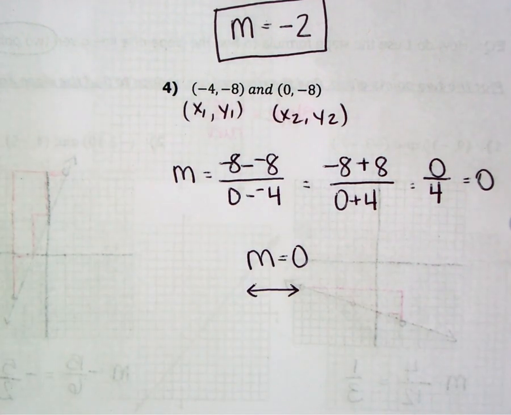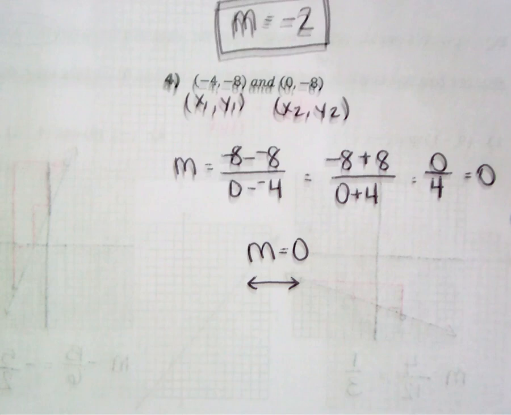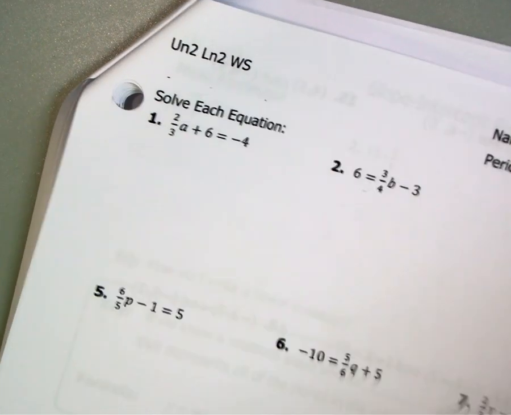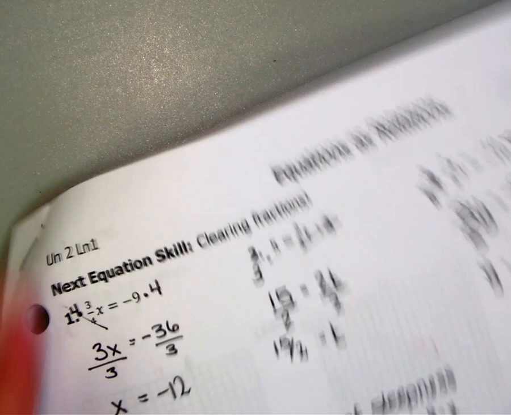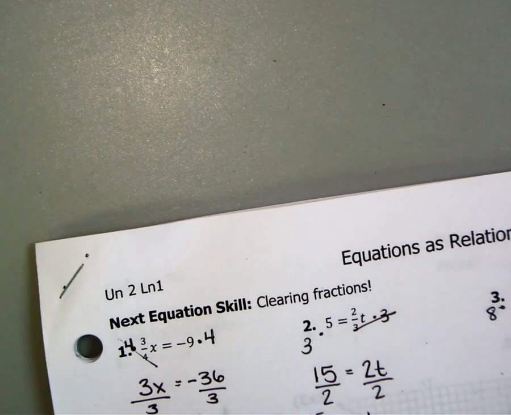All right. Your homework is the next page, front and back, 1 through 24. You have lots of time.